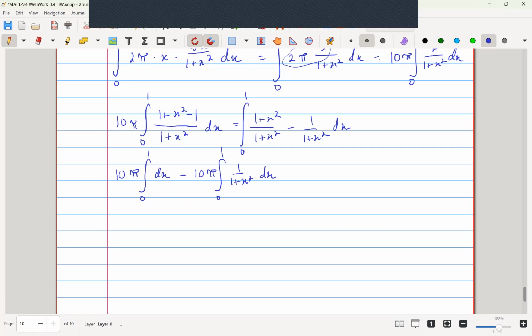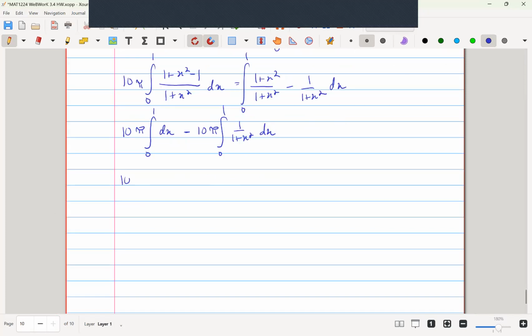which is just the integral of 10 pi x from 0 to 1, which is just 1 minus, and we'll just have this 10 pi on the outside. So 1 minus the integral of this, you should recognize a trig. It should just be inverse tangent. Also from 0 to 1.